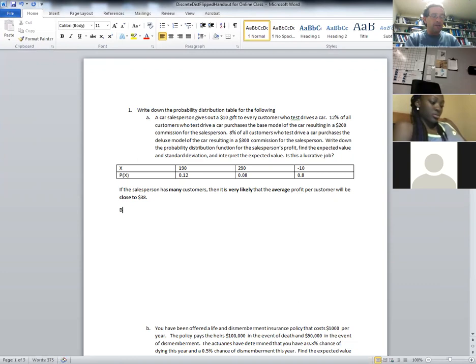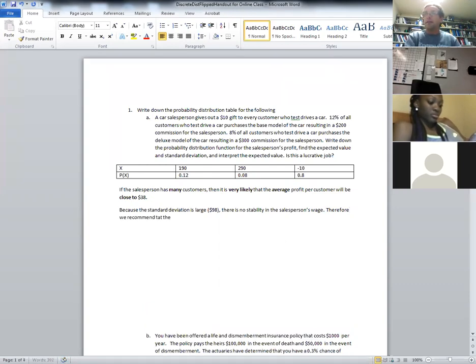So what we can say is that because the standard deviation is large, and that was $98, there is no stability in the salesperson's wage. Therefore, we recommend that the salesperson keep a large savings account.